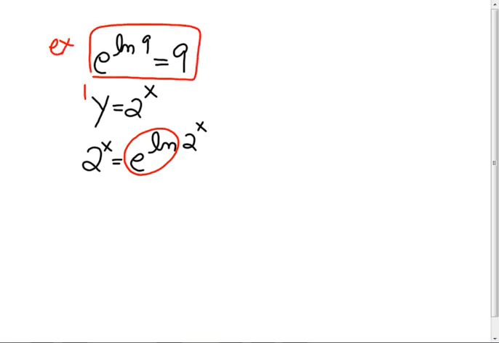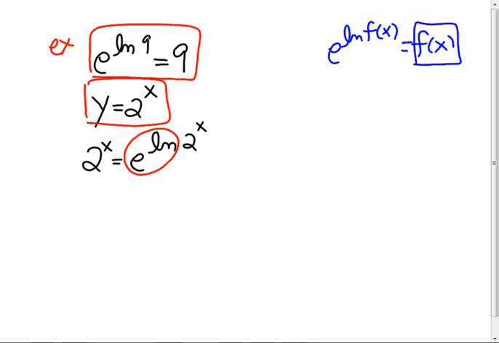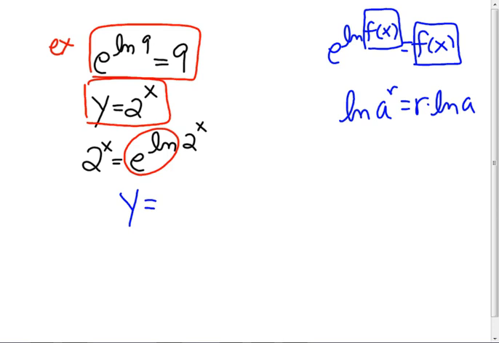So if I want to take y equals 2 to the x and write it as e to something, it's e to the log of 2 to the x. Remember that e to the log of some function of x is equal to f of x. These are the same things. And you remember this? The log of a to the r is equal to r times the log of a. Remember how you can do that? So my y is equal to 2 to the x, but it's e to the log of 2 to the x.